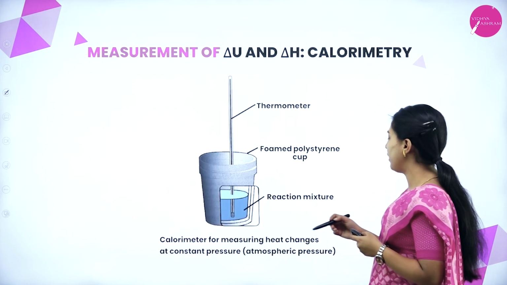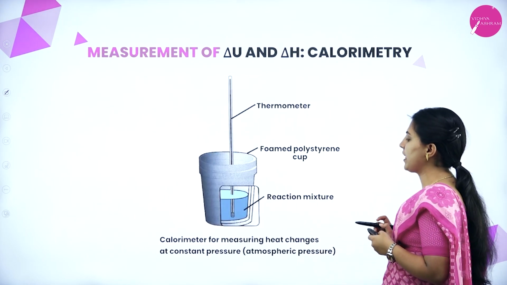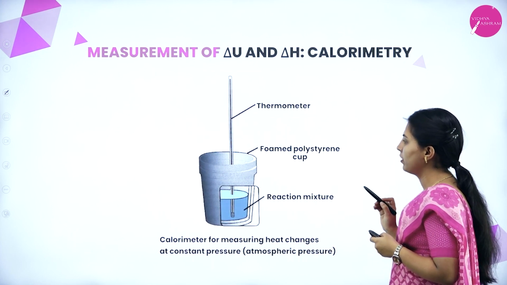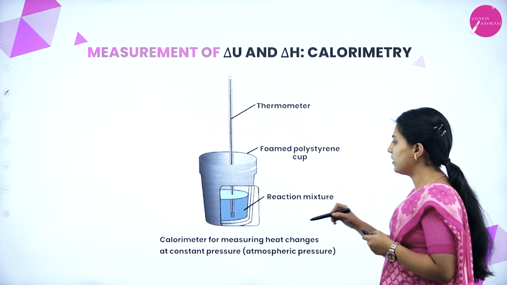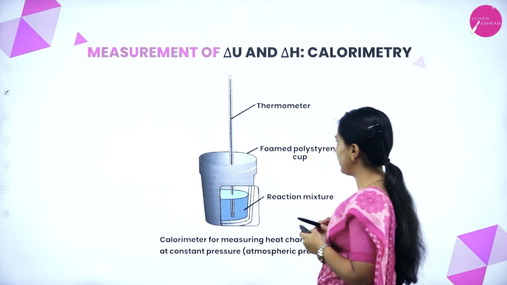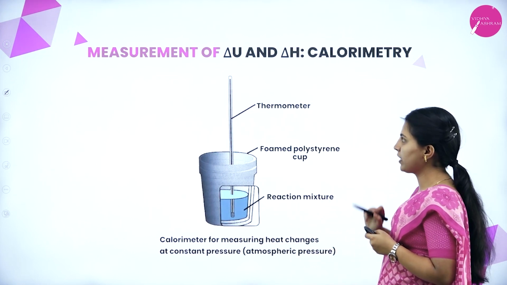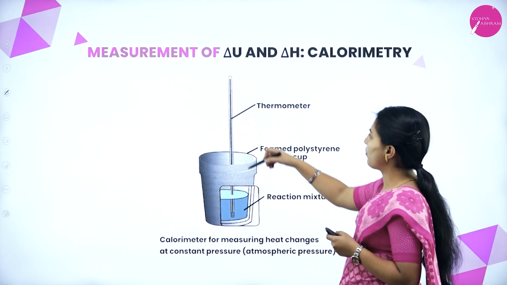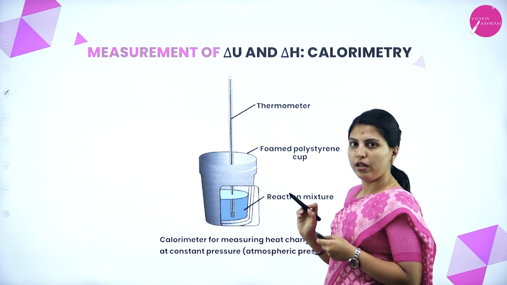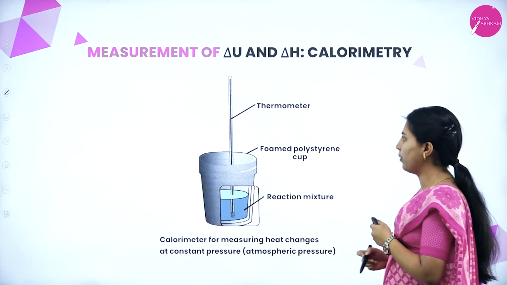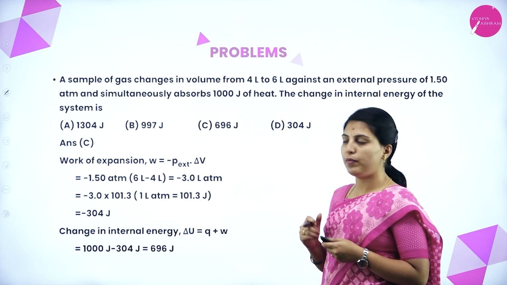This is a calorimeter for measuring heat changes at constant pressure. This is also a calorimeter. This is the reaction mixture, whatever is inside, and this is a polystyrene cup. This is a thermometer to measure how heat will be evolved or absorbed. Next, some problems.